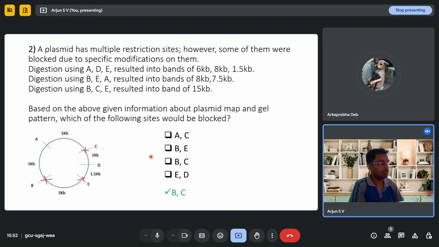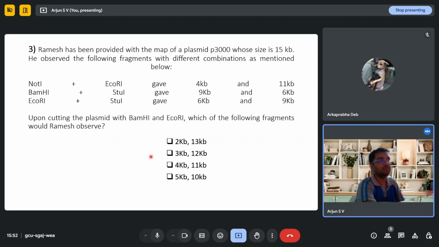Okay, then. Got it, sir. I'll go on to discuss the next problem. I think I already explained this problem in the previous TA session as well, but I'll explain it again. So Ramesh has been provided with the map of a plasmid P3000 whose size is 15 kb.